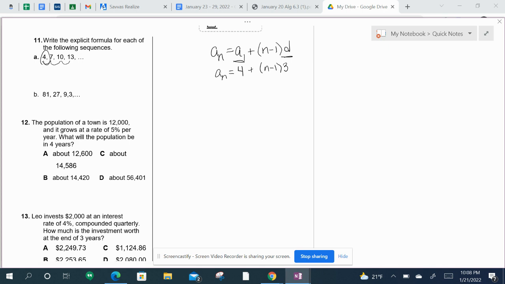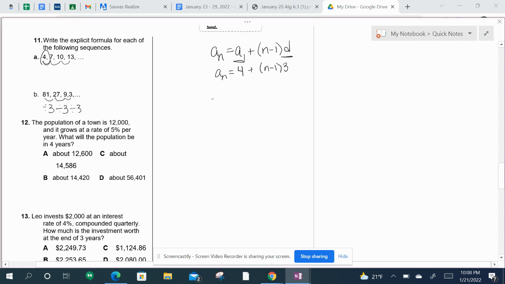The second one here looks like, if I look at subtraction first, well, it looks like I'm subtracting 6 here, but over here I'm subtracting much more than 6. So subtraction is not my pattern. It looks like instead I'm dividing by 3, much like problem 10 that we just looked at.